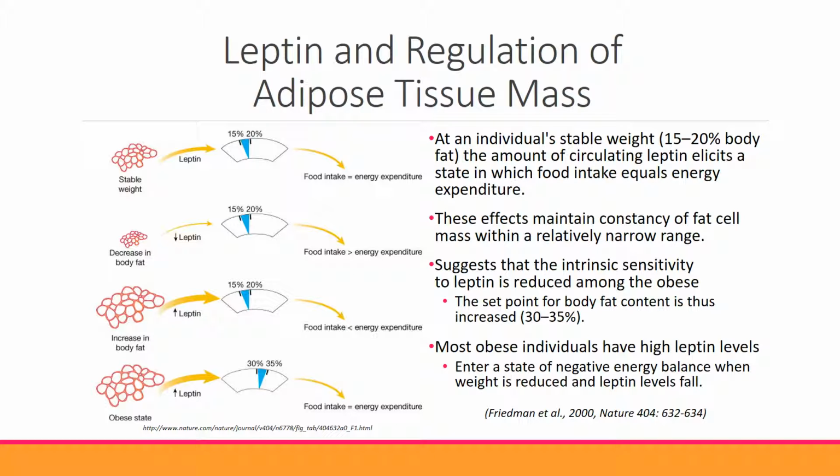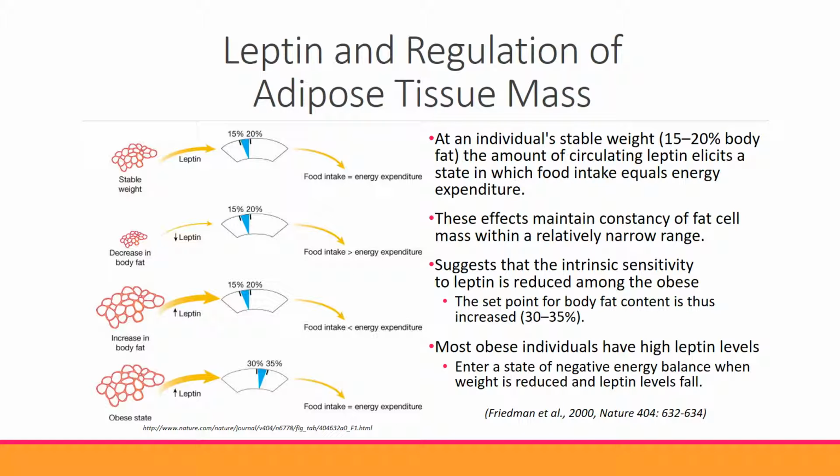So this slide was taken from an article in the Nature journal, also by Friedman et al., and it looked at leptin and the regulation of adipose tissue mass. It's showing that at an individual's stable weight, which is 15 to 20% body fat, the amount of leptin circulating in the blood elicits a state where the food intake equals energy expenditure. And these effects maintain consistency of fat cell mass within a narrow range.